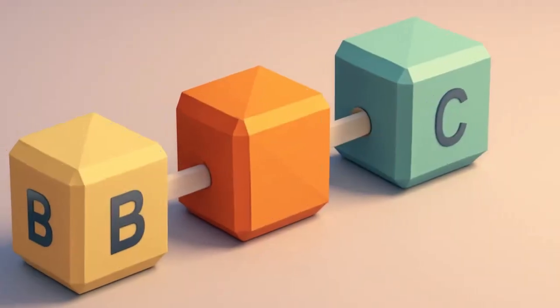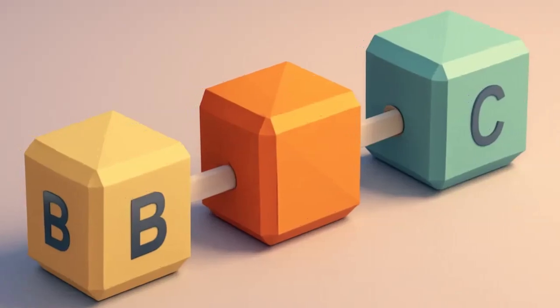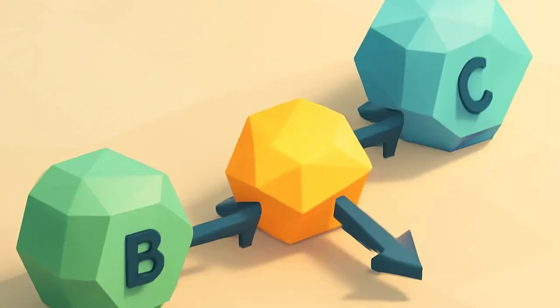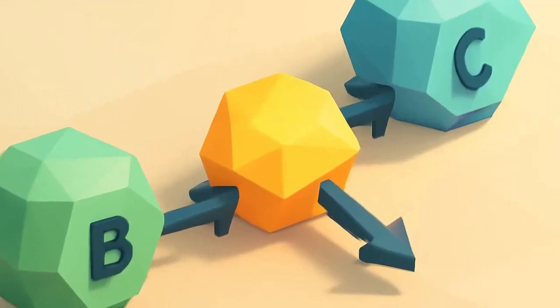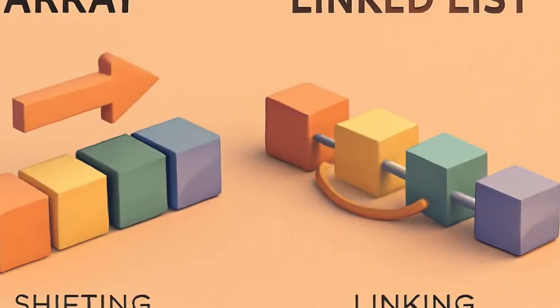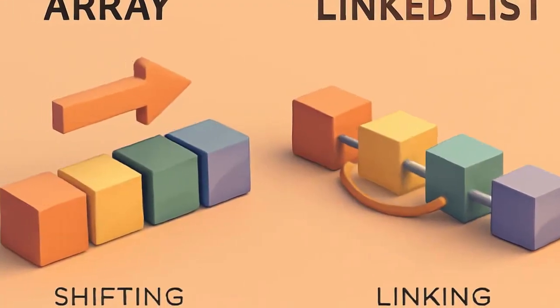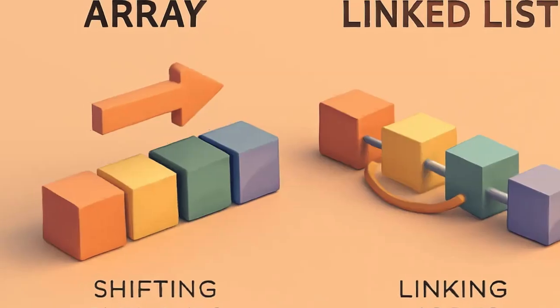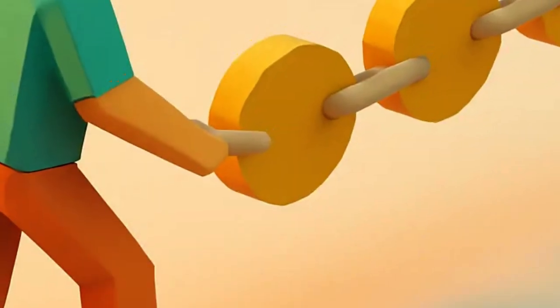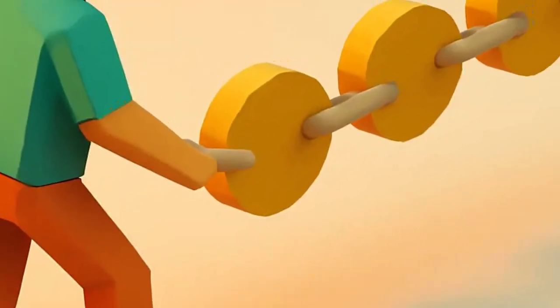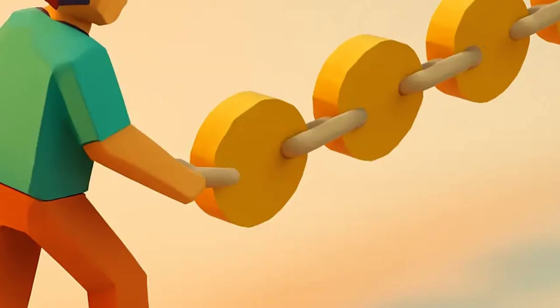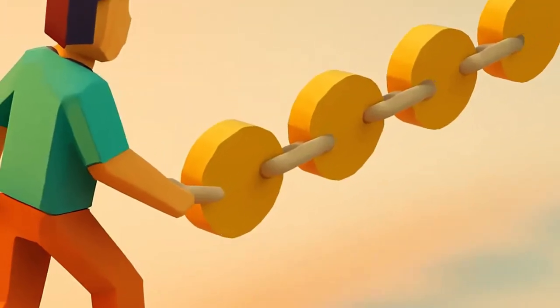Say you want to insert a node between B and C. All you do is point B to the new node, then the new node to C. That's it, no shifting like in arrays. But linked lists have limitations. Unlike arrays, you can't instantly jump to a specific item. To get the 5th node, you have to start from the beginning and follow the chain.